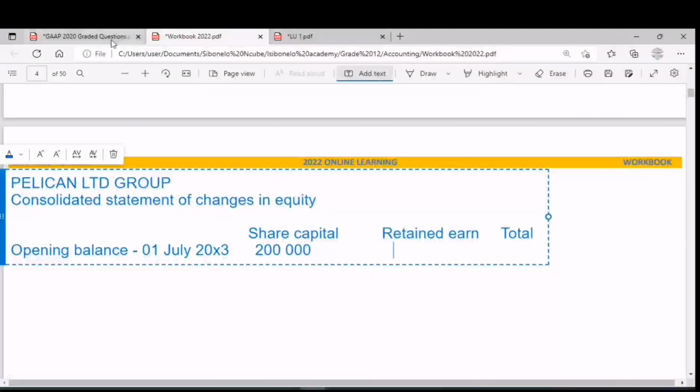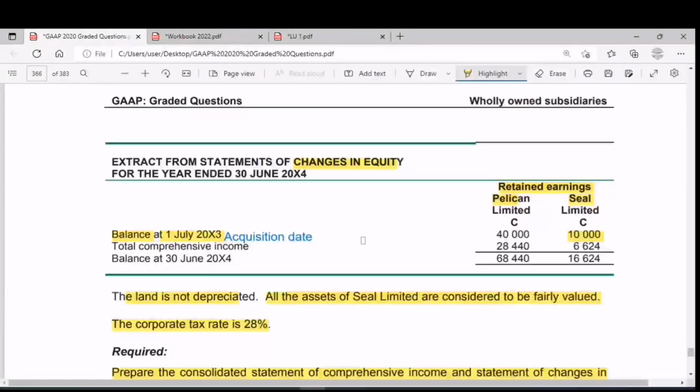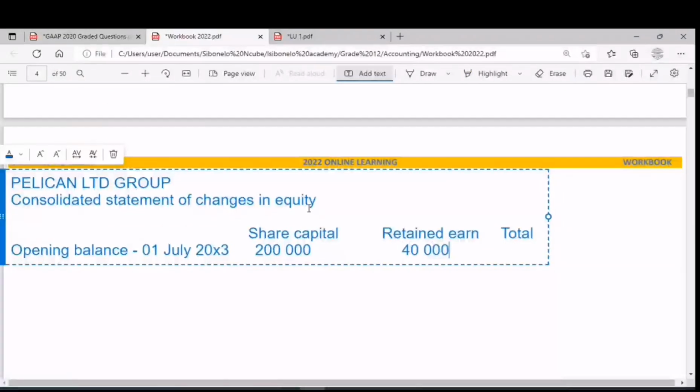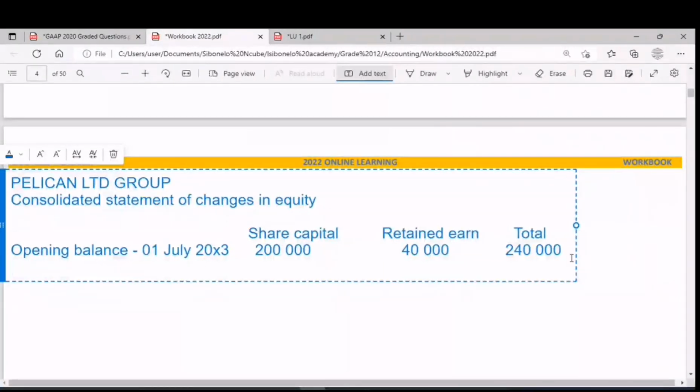Then the opening balance of retained earnings. We have the closing balance, but we want the opening balance. So how much is the opening balance? It is 40,000. We do not add the other 10,000 because it was eliminated. So it is 40,000, and the total for year 2 is 240,000.